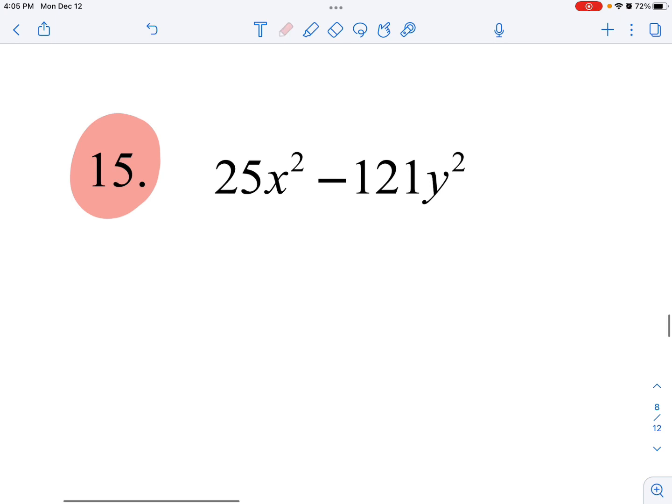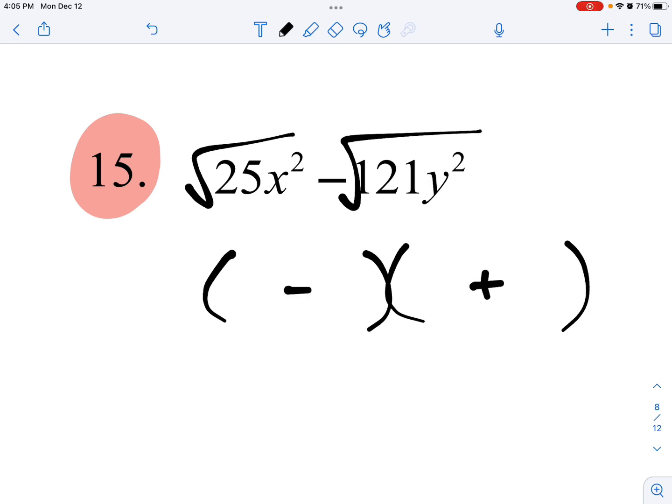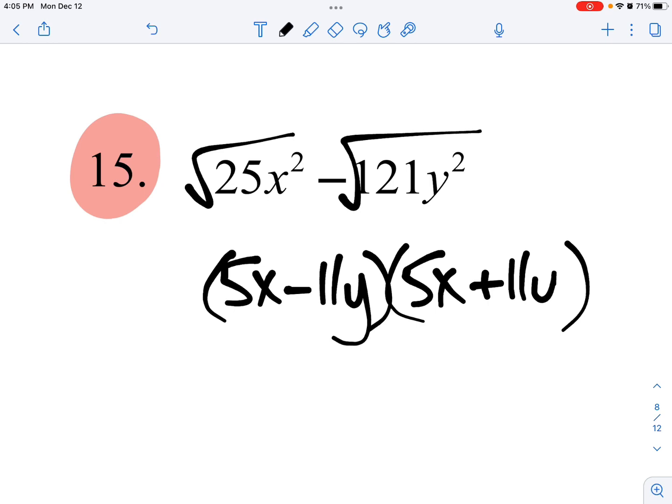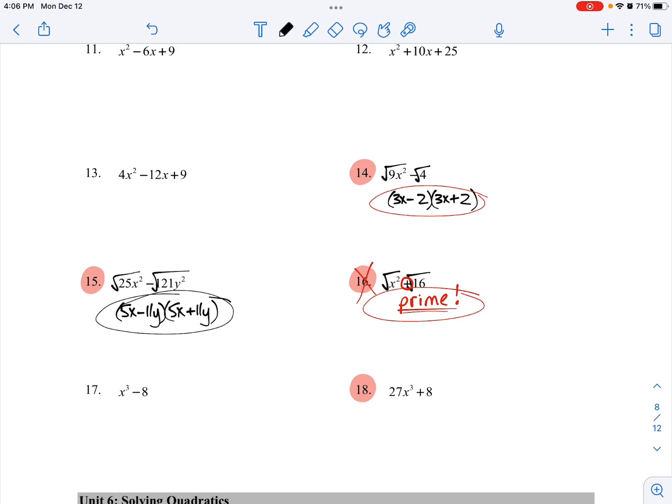How about this one? Okay, I'm thinking again, square root. This is a minus, so I can do it. That's great. The square root of 25, and did you know the square root of 121 is actually 11? Check your calculator. So I'm going to write my two answers. One of them is minus, one of them is plus. When you square root 25, you get 5, and make sure you keep the x with it. When you square root 121, you get 11, and make sure you keep the y with it. That's it. Just because there's an extra letter in there, you can still do the exact same thing.